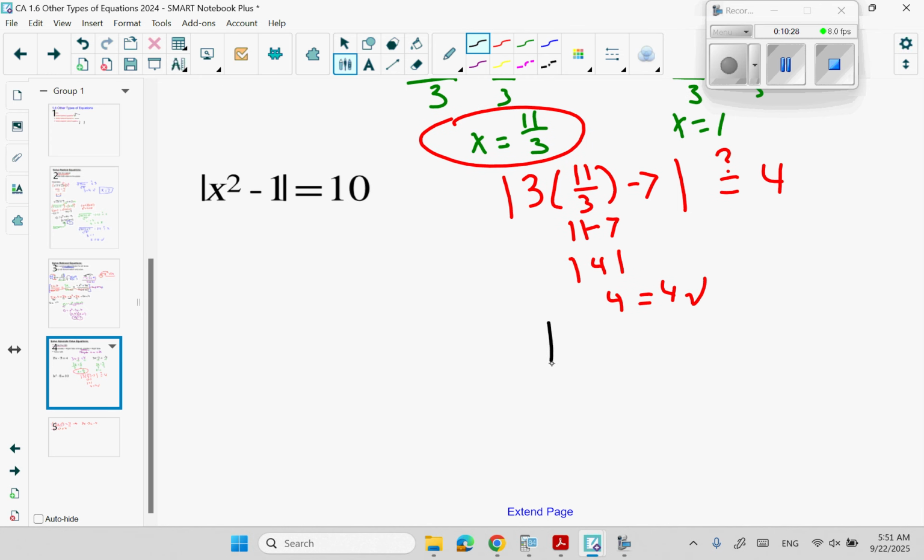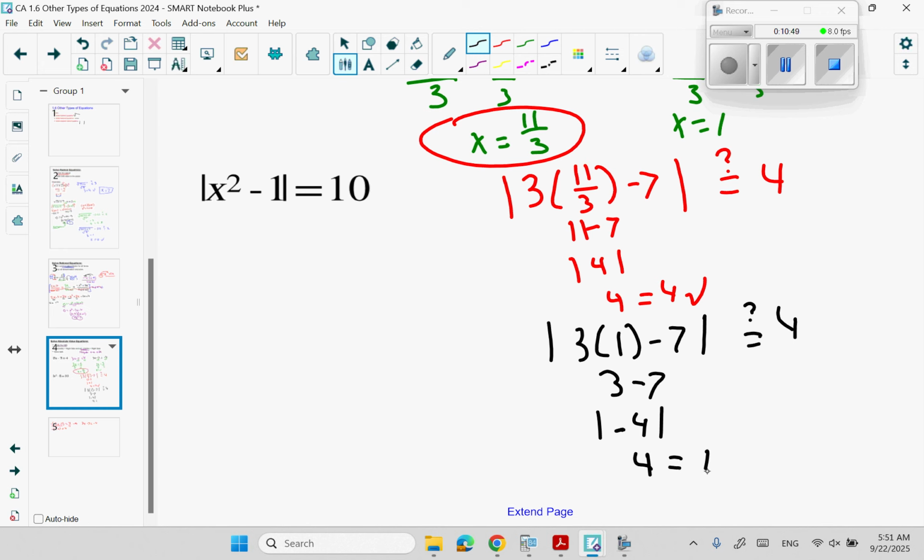Now let's plug in 1. 3 times 1 minus 7. Does it equal 4? 3 times 1 would be 3. 3 minus 7 is the absolute value of negative 4. And then recall that absolute value just means distance from 0. Functionally speaking, distances can't be negative, so this becomes a positive value. Does 4 equal 4? That is true, so x equals 1 also works.